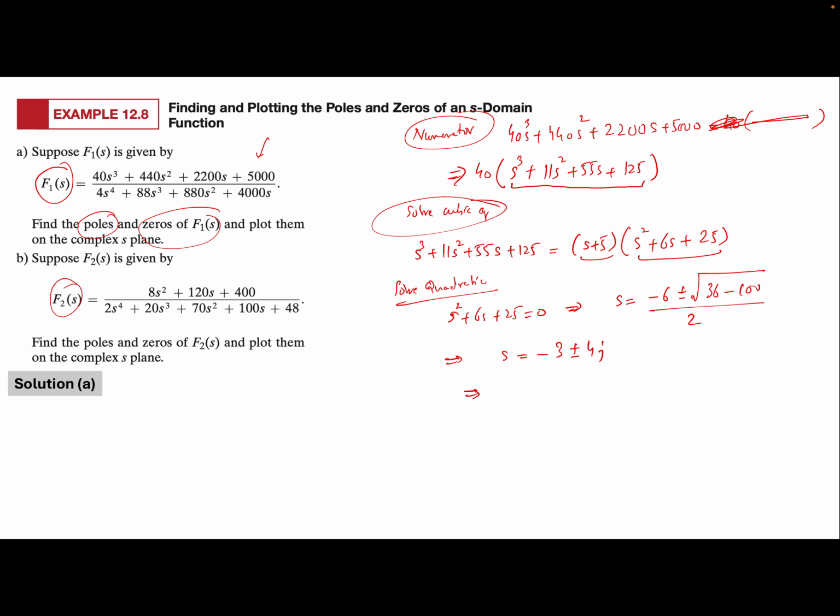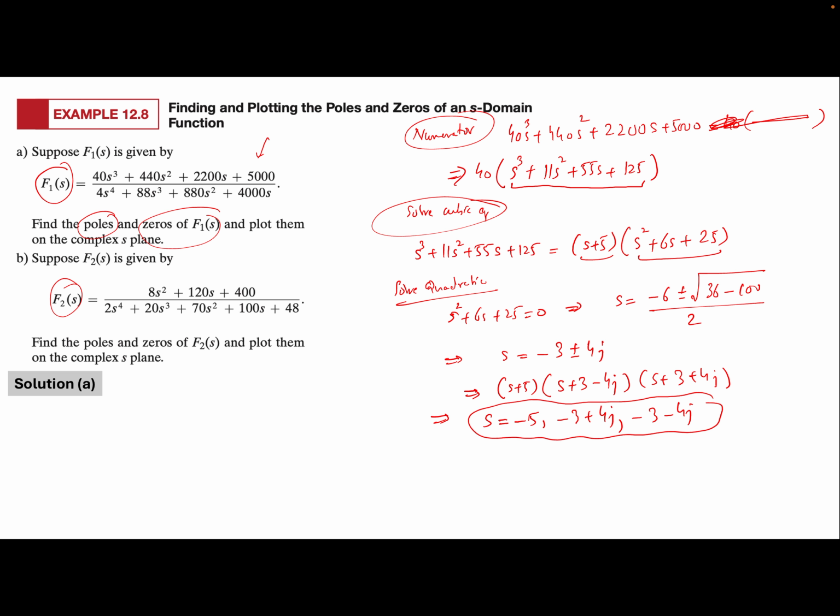So the three factors are going to come out to be s plus 5, s plus 3 minus 4j, and s plus 3 plus 4j. All three roots are: one root is minus 5, another is minus 3 plus 4j, and the other is minus 3 minus 4j. These three roots are of the numerator, so they all represent zeros. I'm going to plot them in a second.